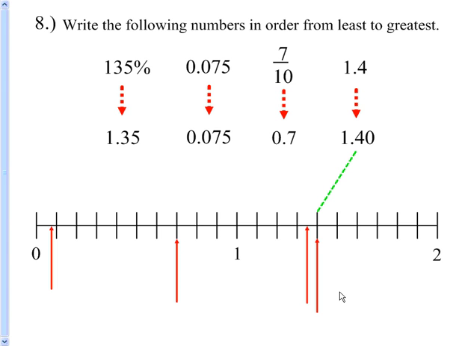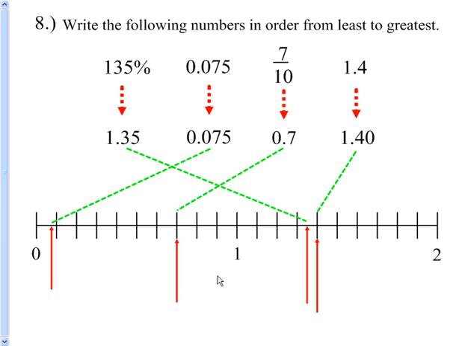Right next to it on the left-hand side, we have 1 35/100ths, which is 5/100ths less than 1 40/100ths, or 1 4/10. The next smallest number is 7/10, which is about 2/3 of the way between 0 and 1. And the smallest number by far is 75 thousandths.